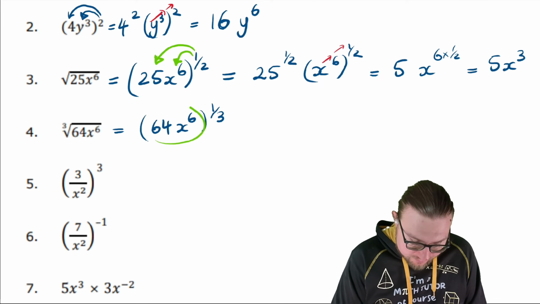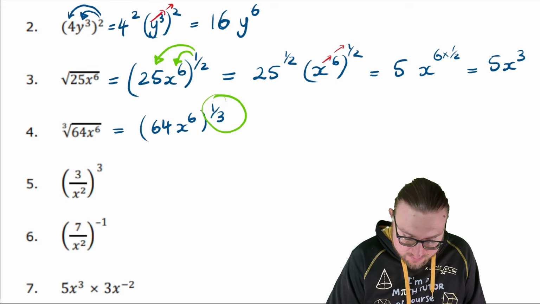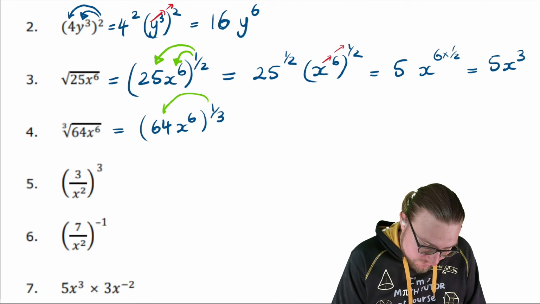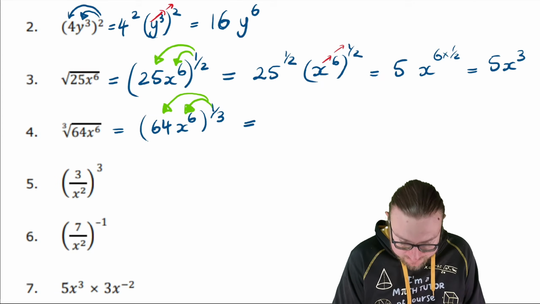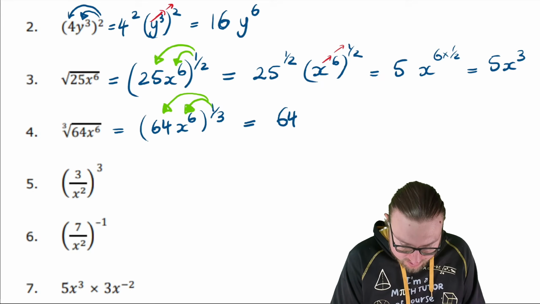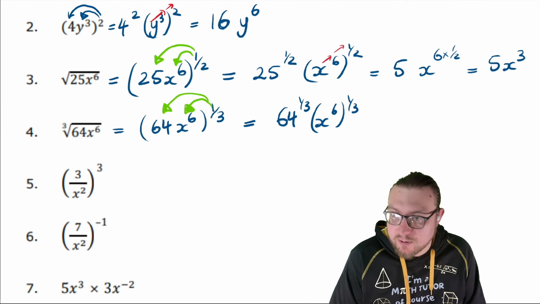Okay, now what do we have? We have terms multiplied together. We have an outside power. So you should know very well by now that this goes to each of the parts inside the brackets. So let's write them down. We have 64 to the 1 over 3 power, and we have x to the 6 to the 1/3 power.